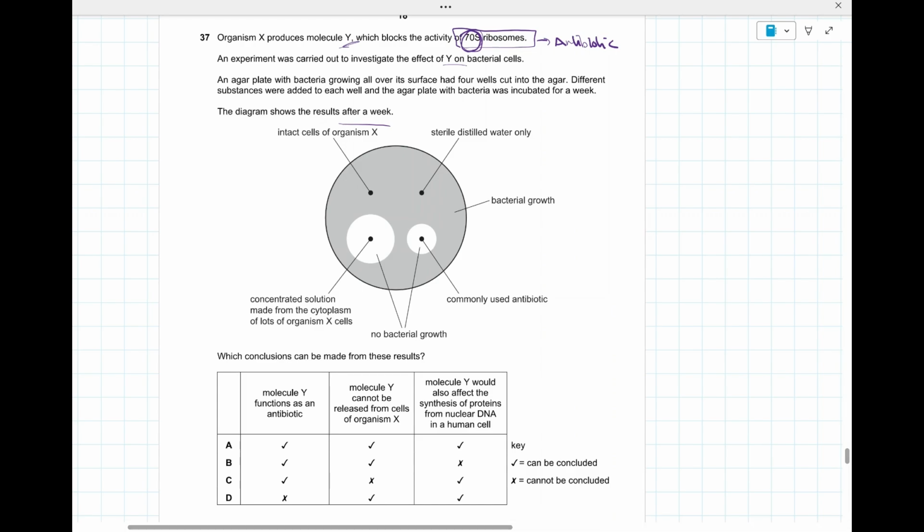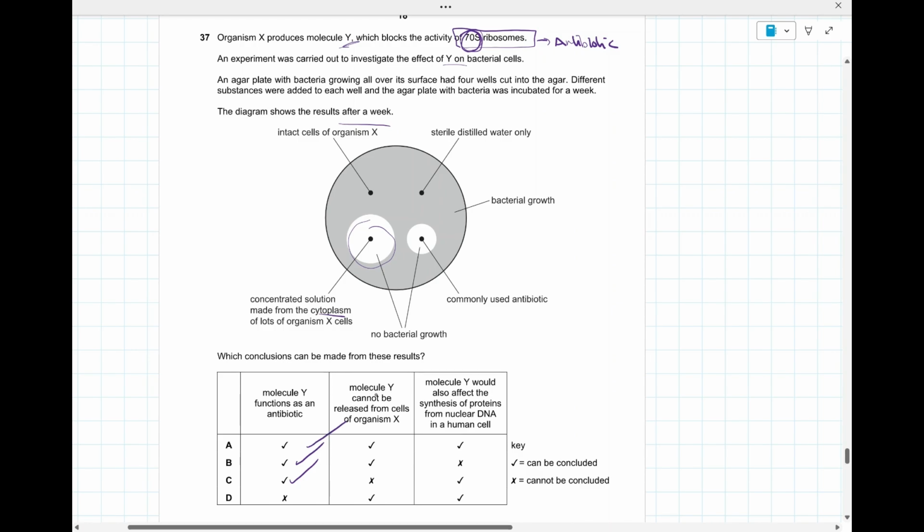Okay, first of all, molecule Y functions as an antibiotic. Yes, we mentioned this because when a concentrated solution of molecule Y was added, made from the cytoplasm of organism X, we could see no bacterial growth around it. Therefore, it does function as an antibiotic. And because the question mentions that it blocks the 70S ribosomes, this is correct.